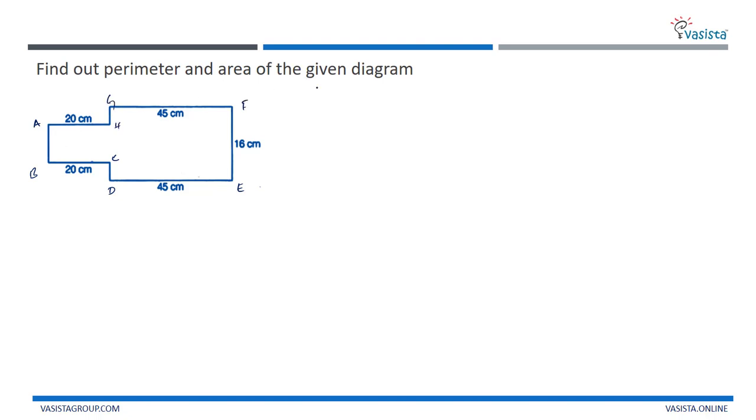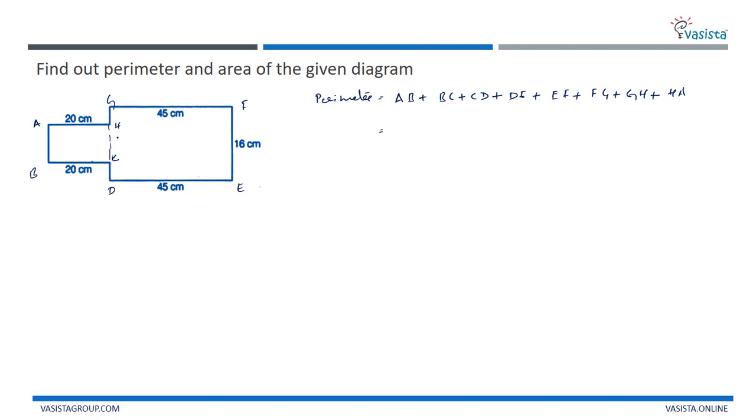So perimeter is nothing but the sum of the sides, right? That is going to be AB plus BC plus CD plus DE plus EF plus FG plus GH plus HA. Let us check one by one. What is the value of AB? AB we need to check here.